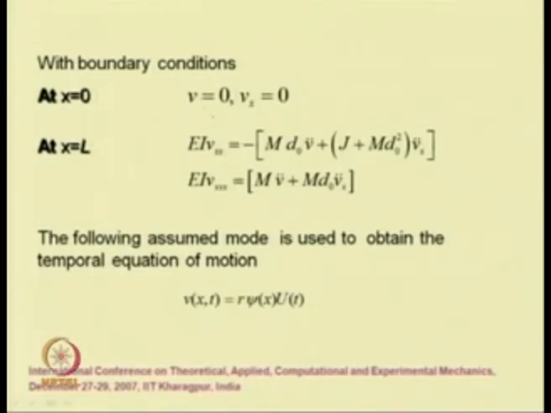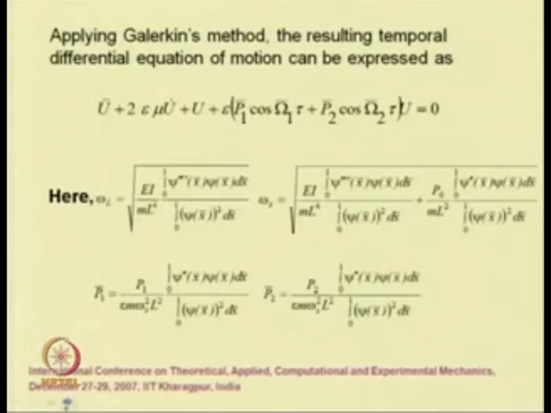At the left end it is fixed, so V equal to 0 and the slope also equal to 0. At the right end, we will have both bending moment and shear force equal to 0. As the bending moment equal to 0, this E I del square V by del x square will be equal to this, as the mass is concentrated at a distance d0. One can take the moment and find it, and by differentiating, one can find the shear force equal to this. So, these are the boundary conditions, and taking V x t equal to this and using the Galerkin method, one can find the governing temporal equation of motion.